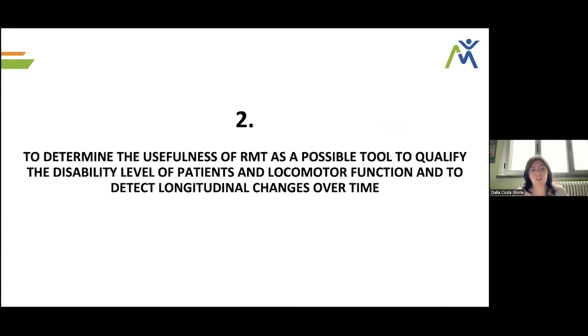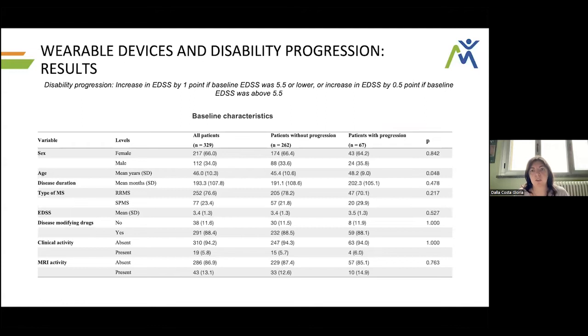Regarding aim number 2, that is the assessment of the usefulness of remote monitoring technology as a possible tool to monitor and to predict the disability level of patients, we did so in the MS disability and fatigue study. We first did so by using the standard definition of disability progression, that is the increase in the EDSS by 1 point if baseline EDSS was 5.5 or lower, or an increase in EDSS by 0.5 if the EDSS was above 5.5.